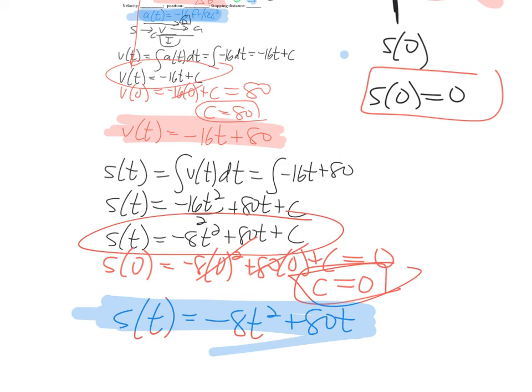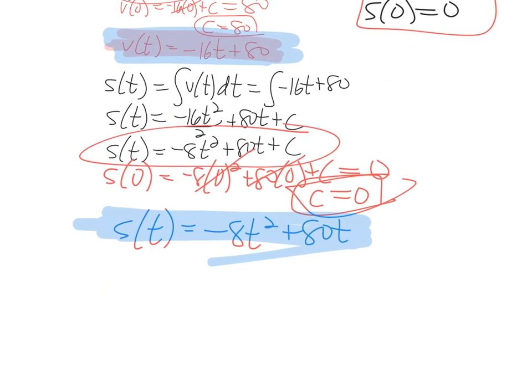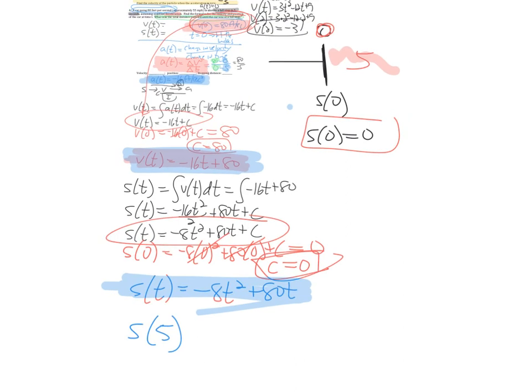So the question said find the formulas for the velocity, which we did, and for the position, and what was the total distance traveled until the car stopped. Well, the question said that the car stops in 5 seconds. So that's just a fancy way of saying what is the position. Remember, we're starting off in this chart here. We're hitting the brakes at time 0. It's stopping after 5 seconds.